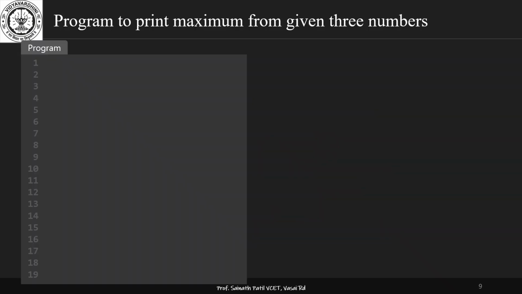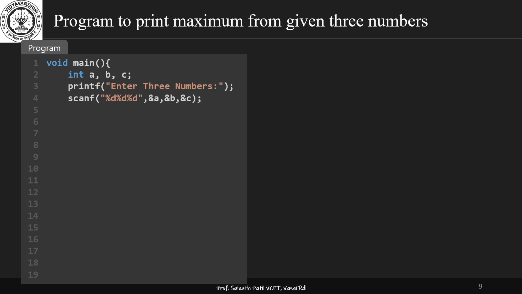Now we will see a program for nested if, that is a program to print the maximum of three numbers. I'll start with void main. You just have to type hash include. In void main, I declare int a, b, c as three integer variables. Using printf and scanf, I'll enter three numbers, with %d, %d, %d, and a, b and c. Three numbers will be read through the keyboard.